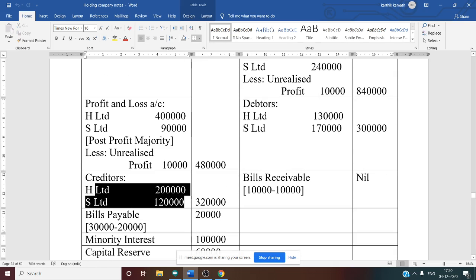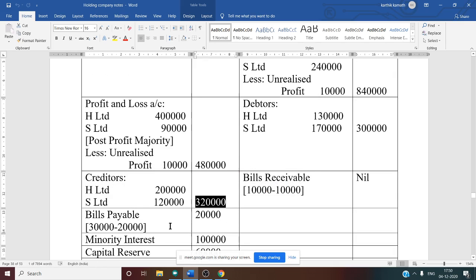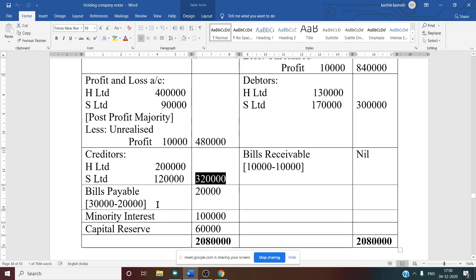Creditor, no other adjustment. Directly holding company 2 lakh, subsidiary 1,20,000, total creditor 3,20,000 directly from the balance sheet. Bills payable, what about bills payable? 30,000 given in the balance sheet, but there is an intercompany. Intercompany, see this here, very important. There is a correction in the problem. 30,000 minus 10,000. You have to correct it in the notes. Why? Because for intercompany you have to deduct 10,000 from both sides. Mistakenly, a typing error, I have taken 20,000. 30,000 minus 10,000, remaining balance of bills payable is 20,000.